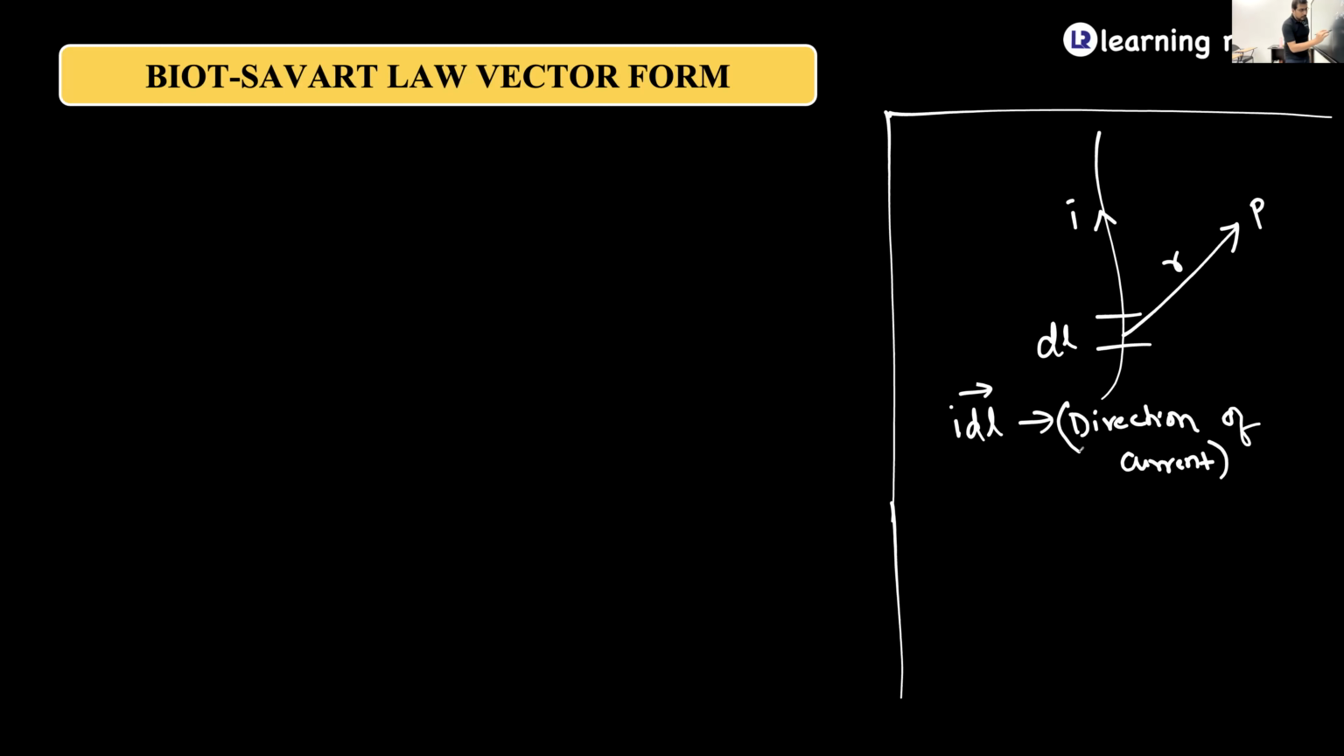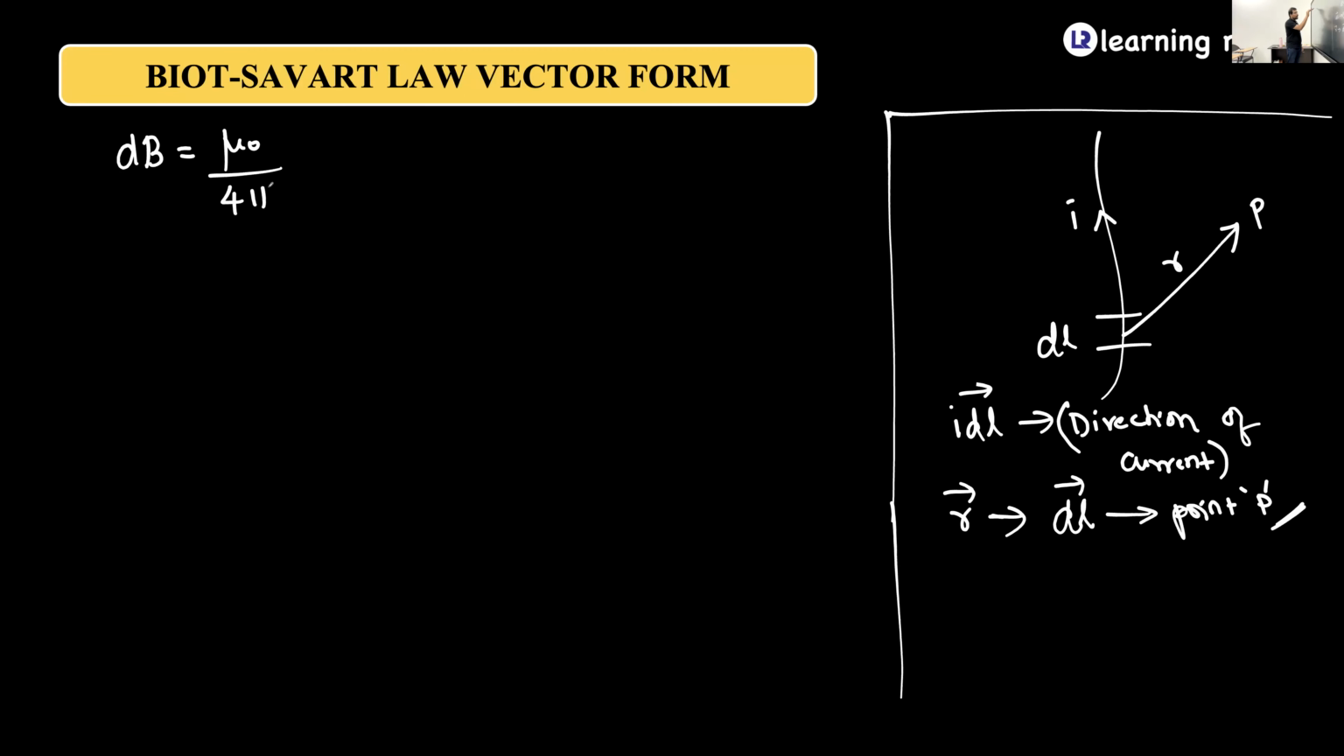Similarly, r vector is going to be directed from where to where? Directed from dl vector towards the point P. Are you able to understand this? Are these two points registered? Now, if I look at the scalar part of it, dB is equal to mu naught divided by 4 pi into I dl sin theta divided by r square.